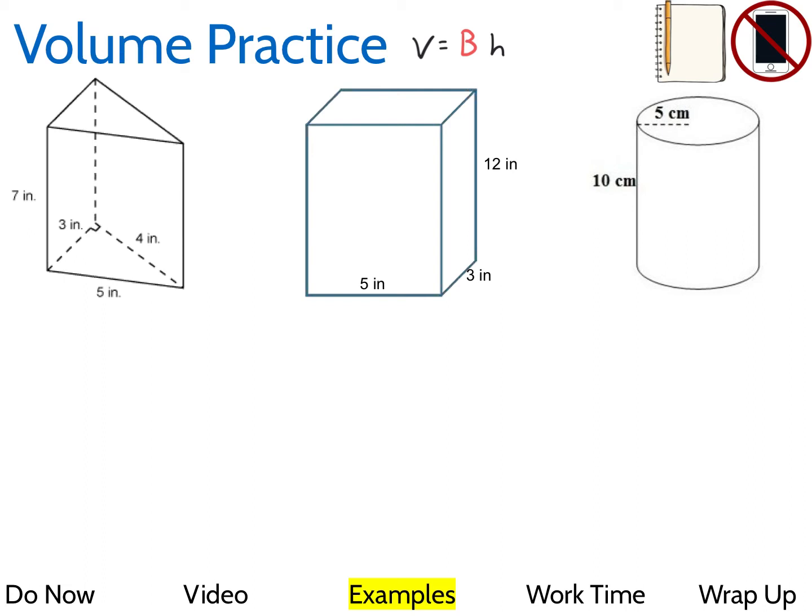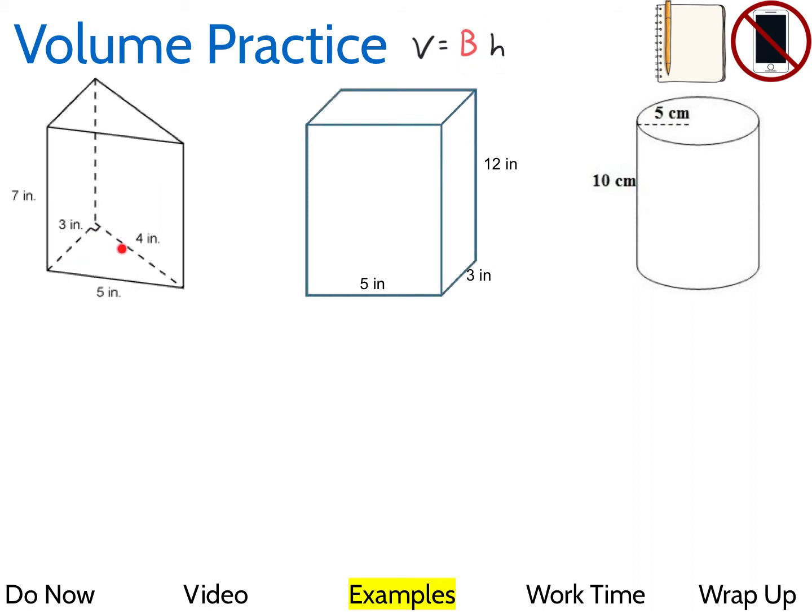Okay, so for these three shapes, we're going to find the volume, and we're going to start with the triangular prism here on the left. It's a triangular prism because we have two triangles forming the base, and then parallel sides going between those two triangles. So the formula is the area of the base times its height.